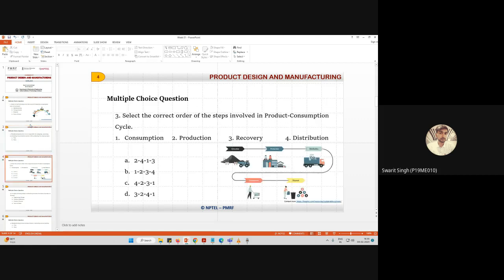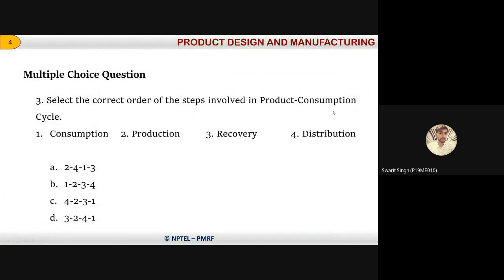Select the correct order of the steps involved in the production cycle. Production, then consumption: 2, 4, 1, 3. Yes, this is the correct answer. Next.